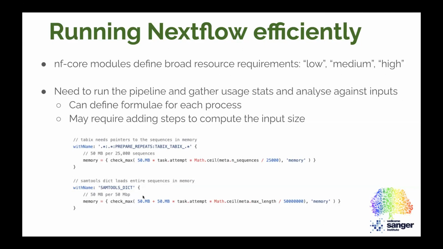Sample-sticked works differently. It loads entire sequences in memory, so its memory usage is going to be correlated to the length of the longest sequence in that file. So again, there was another piece of Groovy to extract that max length. But once we've got it, we can write it in the Nextflow file, say, okay, for every 50 million base pairs, that requires 50 megabytes of RAM. But that's just very tedious work.